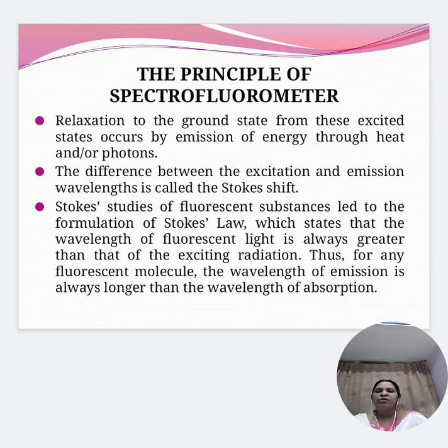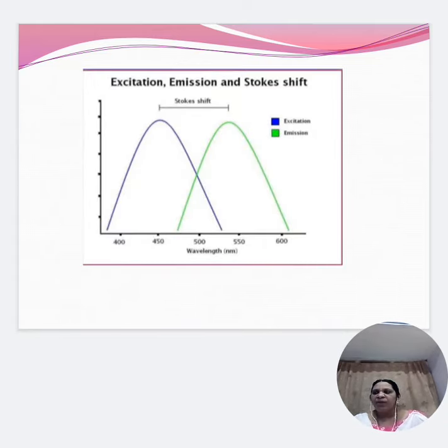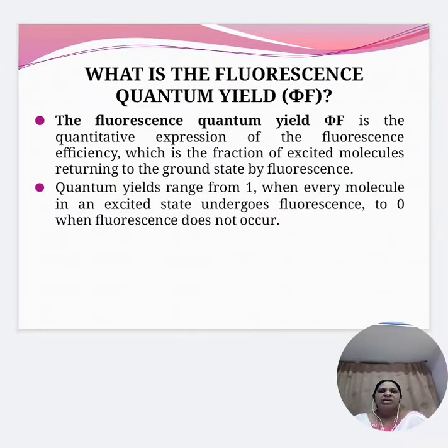Thus, for any fluorescent molecule, the wavelength of emission is always longer than the wavelength of absorption. In the graph we can see the peak wavelength of emission is 550 nanometers, whereas that of excitation is only 450. So there is a difference between the two. That difference is called Stokes shift.